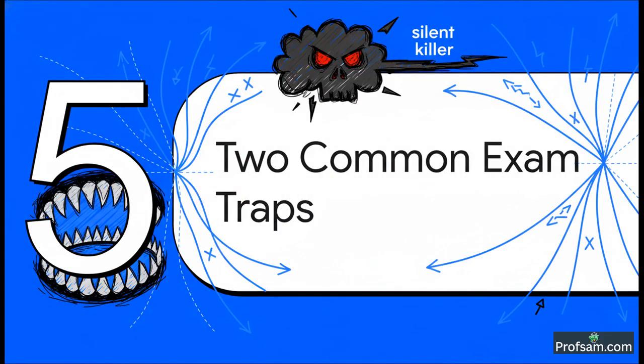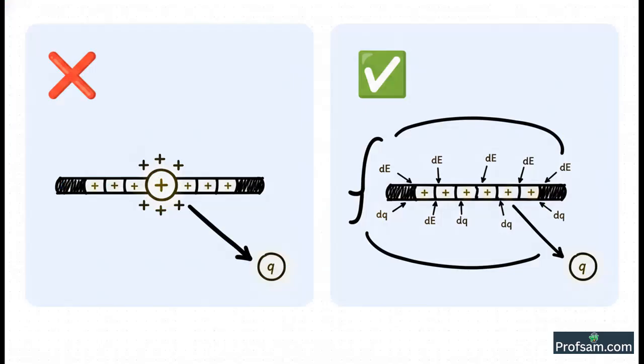All right, this next section is very important. I call these the silent killers. These are very common mistakes that students make in exams, which cost them a lot of marks. Let's make sure you don't fall into these traps. Trap number 1 is the most common one. A student sees a rod with a total charge Q, and they think, this is easy. I'll just take the distance to the center of the rod and use the formula F equals KQ by R squared. This is totally wrong.